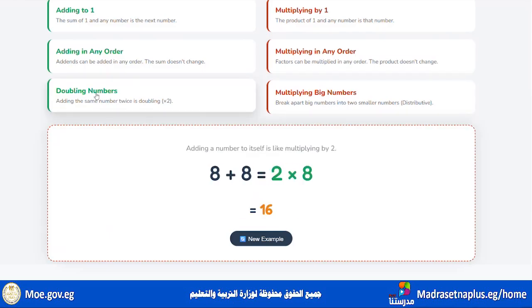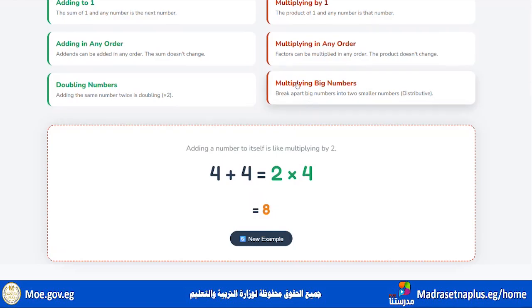Double a number. Adding the same number twice is the double of it. So 8 and 8, 5 and 5, 6 and 6. In our example, 8 and 8, 2 times 8, it will be 16. 12 and 12, 2 times 12. 5 and 5, 2 times 5. 4 and 4, 2 times 4. 11 and 11, 2 times 11. It's called a double number. Okay?